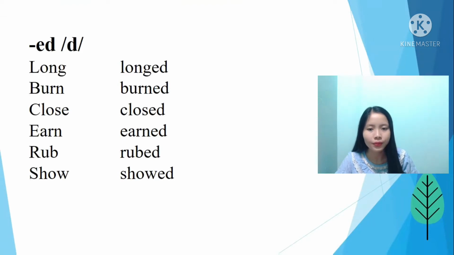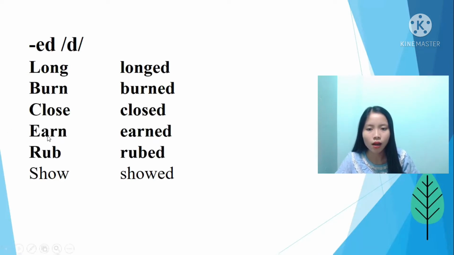For example, long becomes longed because of the ng at the end. Burn becomes burned. Close becomes closed. Own becomes owned. Rub becomes rubbed. Show becomes showed.